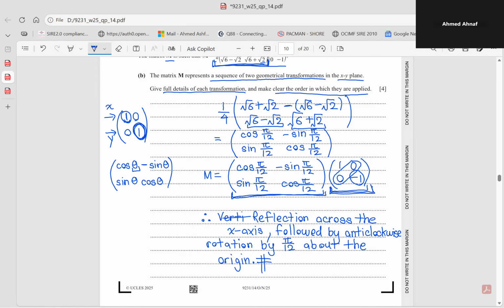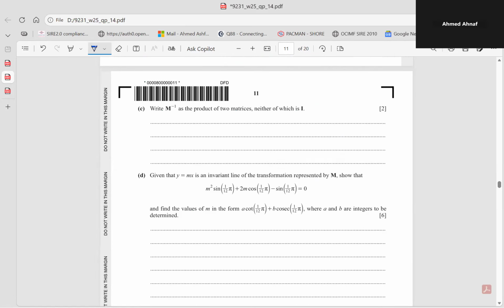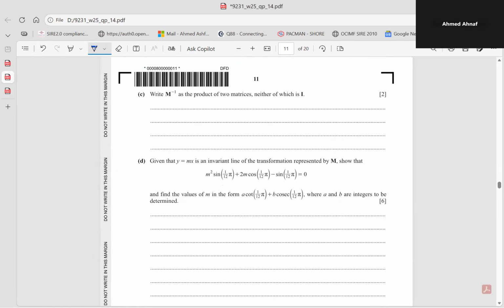One last reminder: whenever you have a product of matrices and you have to give details of each transformation applied, the one on the very right is applied first, followed by the one on the left. So it's like the opposite. Just a friendly reminder. With that, let's move on to the next part.